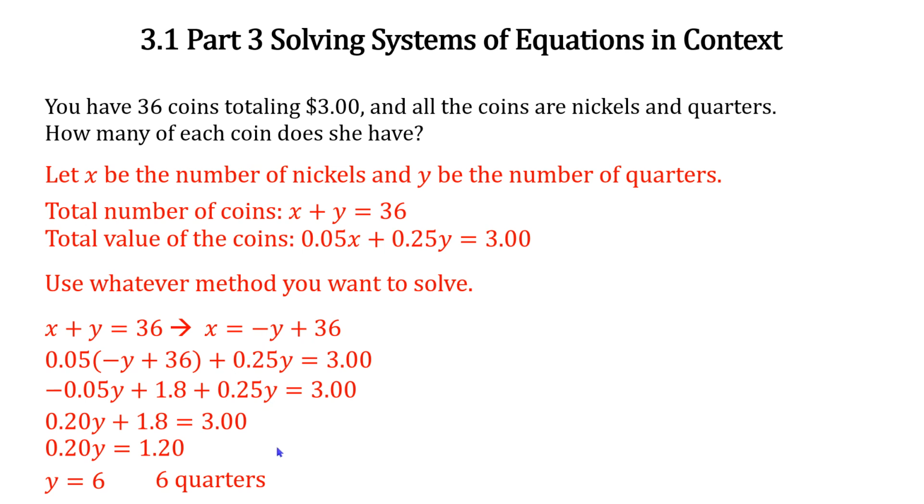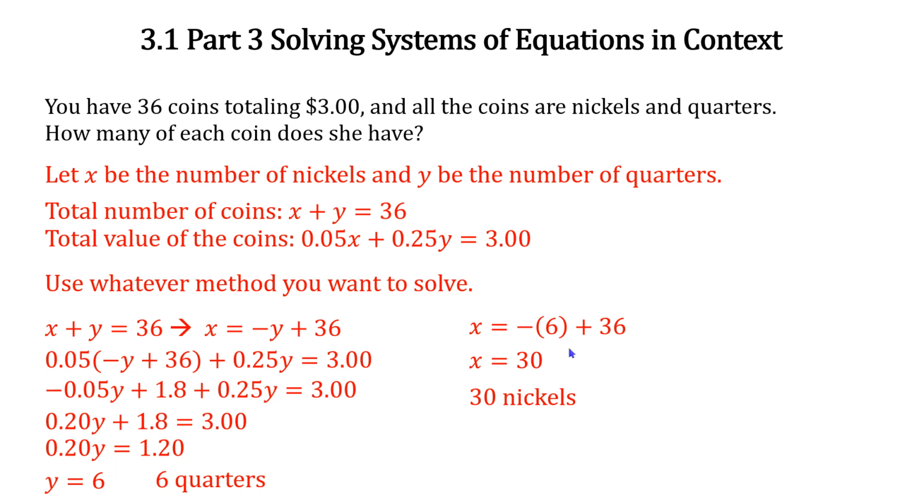Now the trick here, you can actually just do this. I want to solve for x. You could plug it in here. It's just as easy to plug it in here. They're the same equation. So yeah, I'm going to plug in 6 right here. And so I've got 36 minus 6 essentially. So x is 30. So I have 30 nickels. 30 nickels, 6 quarters.